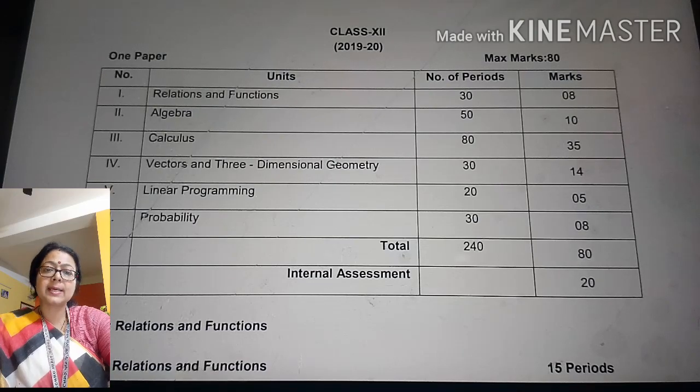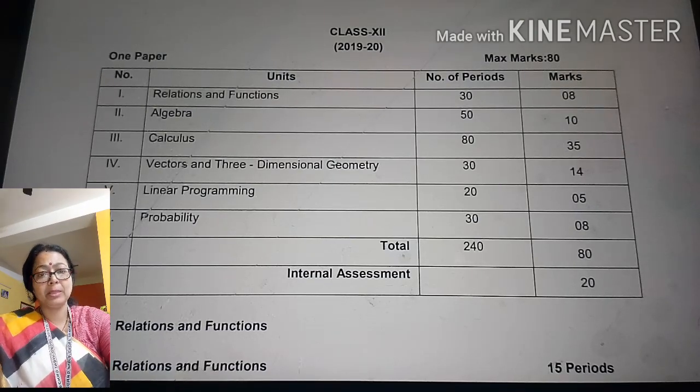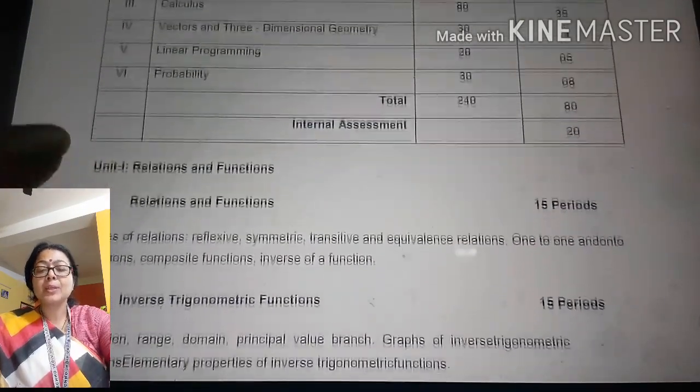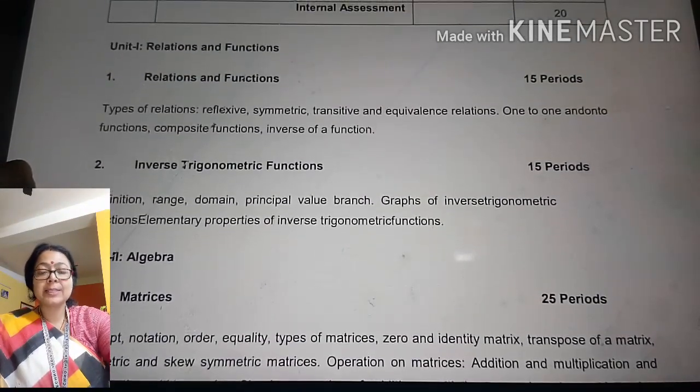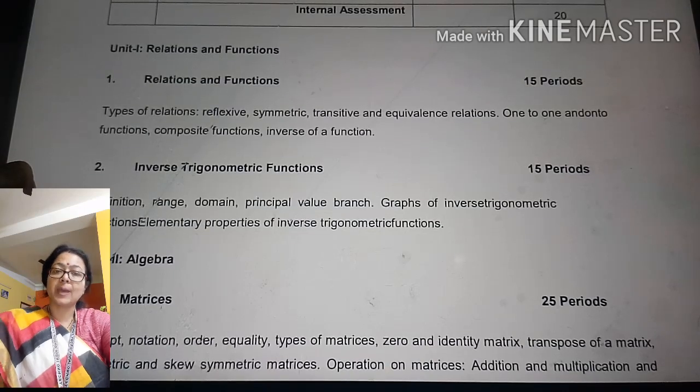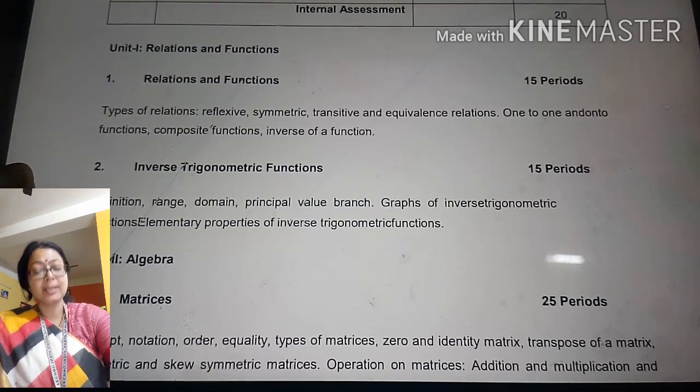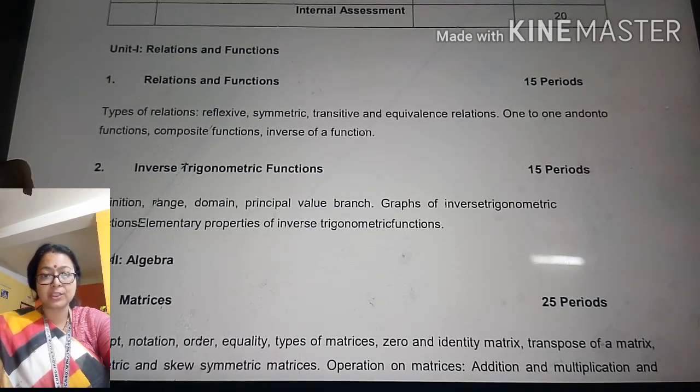I am here to discuss the syllabus of class 12 mathematics of CBSE. So let us start now. First unit, there is relations and functions. Under this there are two chapters, relations and functions and inverse of trigonometric functions.